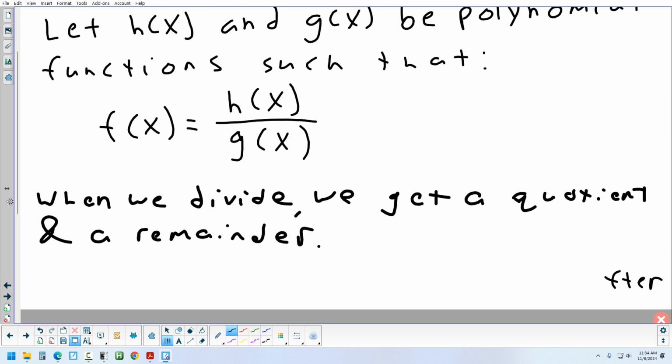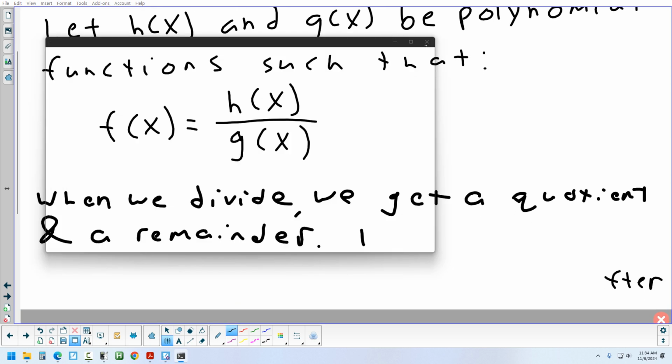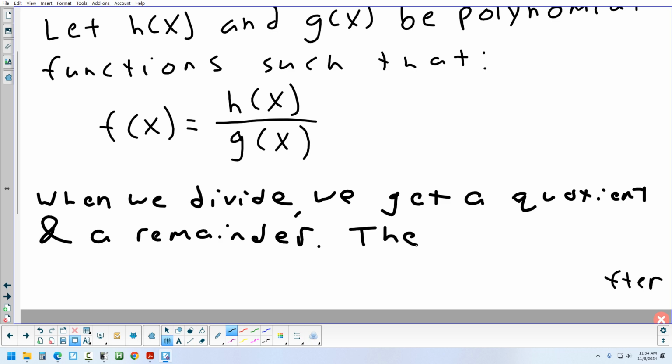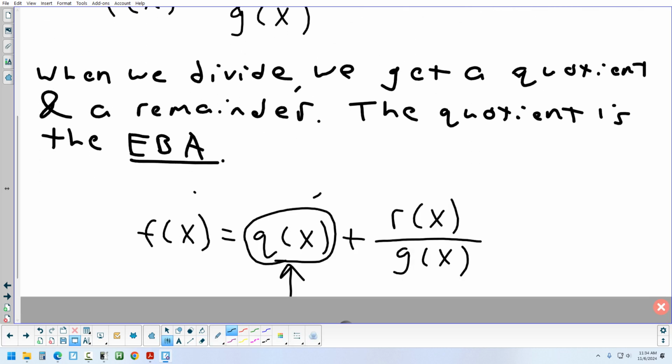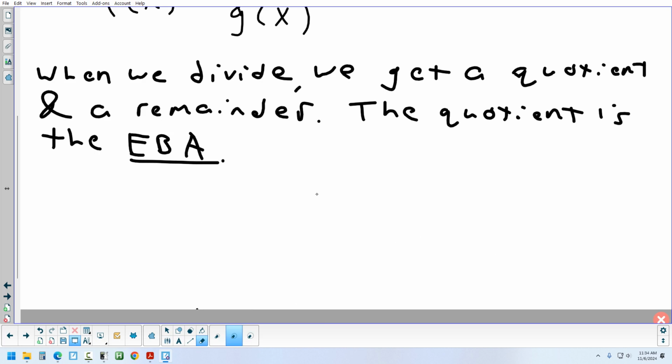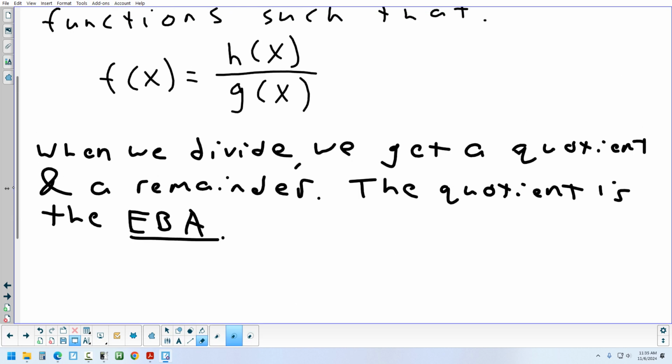So when you divide, you get a quotient and a remainder. The quotient is the EBA, end behavior asymptote. So to find the EBA, this does require that we remember how to do synthetic division or possibly long division. Okay, we do need to know that. So any question on that? The quotient is called the EBA.